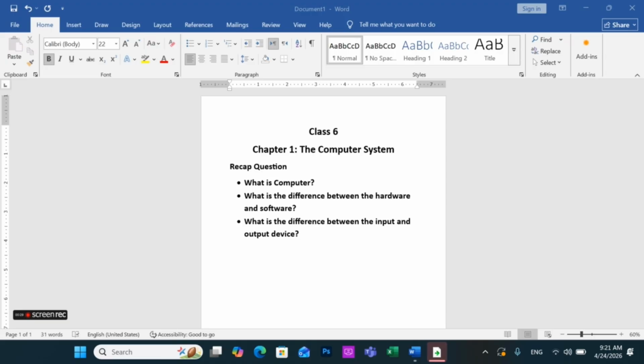So what is a computer? Basically, a computer is an electronic machine that is used to store data. For example, if you want to make an assignment and you want to save that assignment, then you can use the computer. If you want to make a record of all your assignments, then you can also use the computer for that purpose.